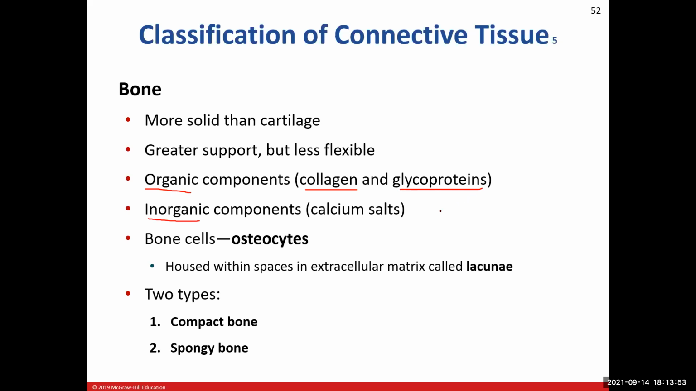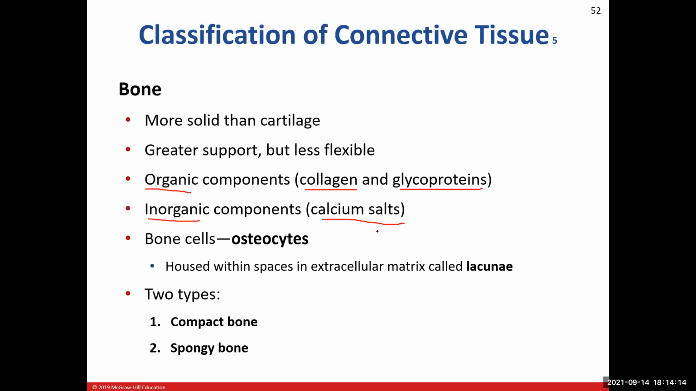And then our inorganic components, right, are the calcium salts. And that's what gives the bone its rigidity. So if you want to think of it like this, the organic components will give the bone what little flexibility it has. The inorganic components give bone its rigidity and a lot of its support.